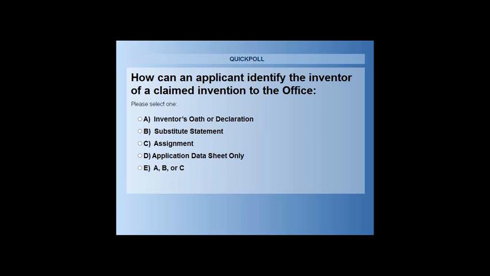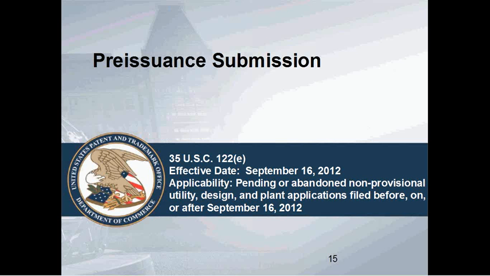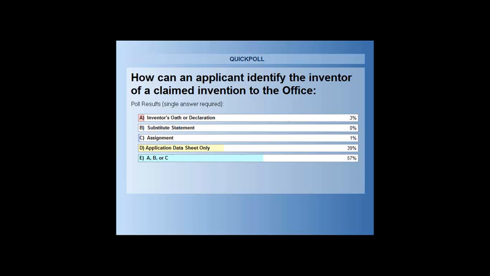This is where we find out if we have successfully put everyone to sleep, and the answer is that at least 41% of our audience is not asleep right now. Okay, we've got enough votes here to see a result. Let me go ahead and show on the screen how this came out. And again, the choices were that the inventor's oath or declaration could be used to communicate the inventor list, a substitute statement might be contributing to the inventor list, assignment, or application data sheet only.